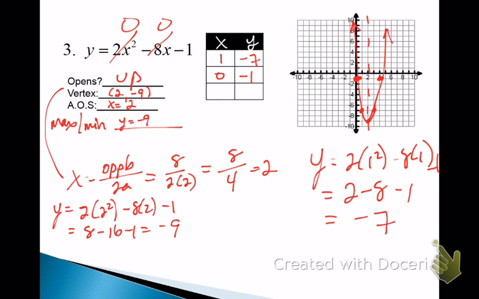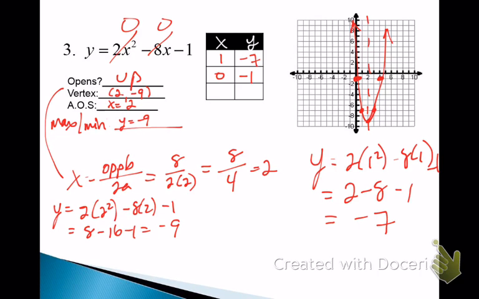All right, did you get this? So the parabola is going to open up. The vertex is at (2, -9). The axis of symmetry is x equals 2. The minimum, it's going to open up, so the minimum value is at -9.